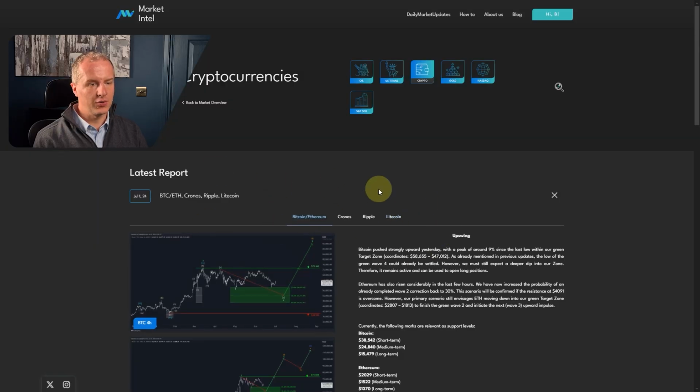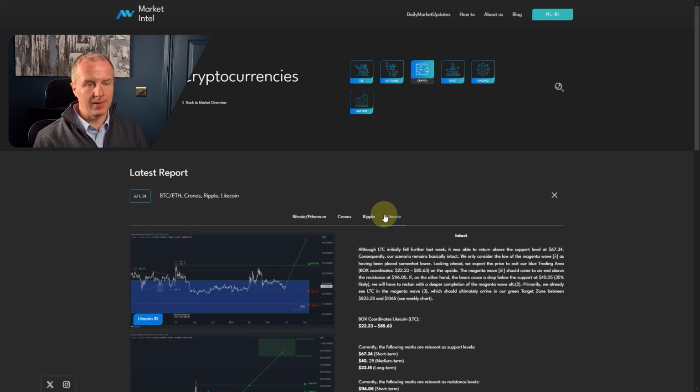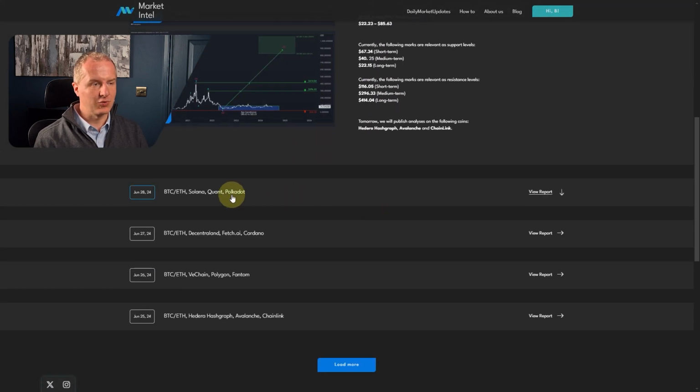So let's take a look at cryptocurrencies, and you can see here all the cryptos that we've covered. Litecoin is one of them, so we covered that. Today, we updated that today. For example, if you scroll down, you'll see that last week we covered Solana, Quant, Polkadot, Decentraland, Fetch AI. We did cover some of them here on this channel.